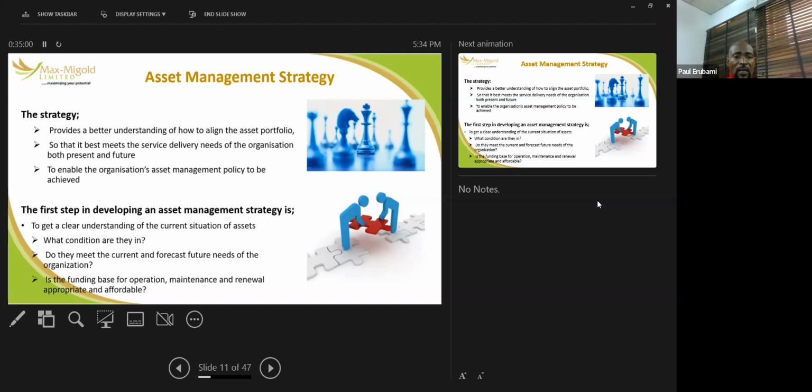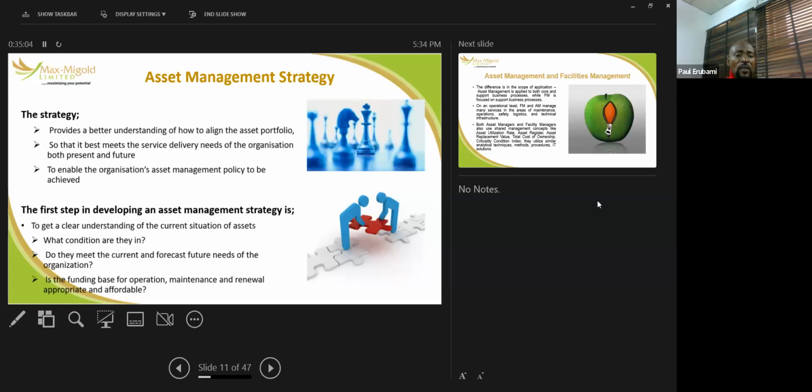Your asset management strategy also includes the first step when you want to develop an asset management strategy. First thing first is for you to get a clear understanding of the current situation of the asset. And what does that mean? What is the condition of the asset as of now? Is the asset in good condition? Does the asset need a renewal? Does the asset need to be removed and replaced with a brand new one? Or you can carry out what we call a revamp on that asset.